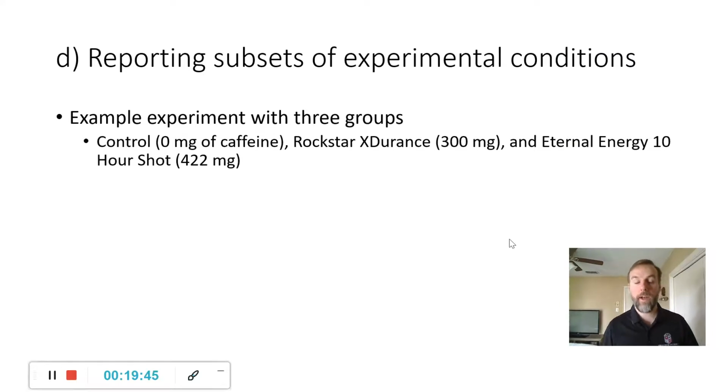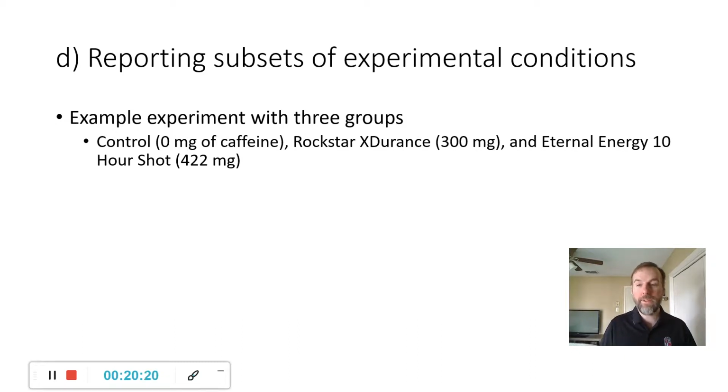Another example of having choice is you could report subsets of your experimental conditions. So again, they have a very simple example in the article about having three different groups. And here I've just made up some groups to go with this. So let's say we have a control group, they take no caffeine, and then we have two experimental groups. One takes the Rockstar, I don't know if it's X-Durance or Cross-Durance, 300 milligrams of caffeine. And then we have the Eternal Energy 10-hour shot group. They take this shot of caffeine, which has 422 milligrams of caffeine.